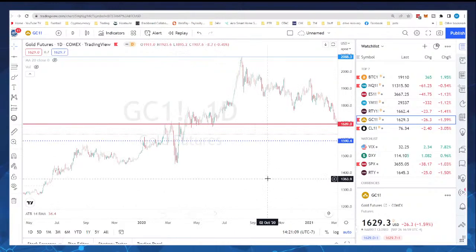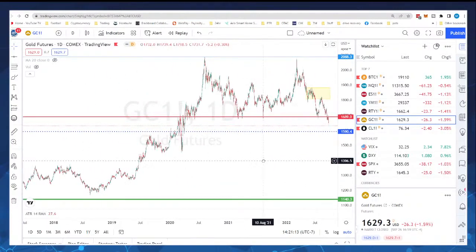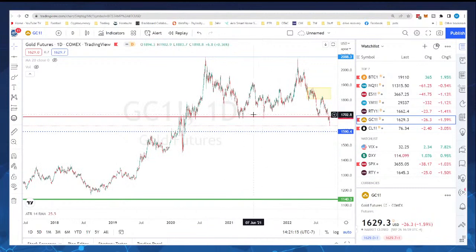So there's where I think we're headed with gold. Not the best for anybody who's long gold, but that's just what I got on the charts. Charts don't lie, and there's nothing to hold it up right now.